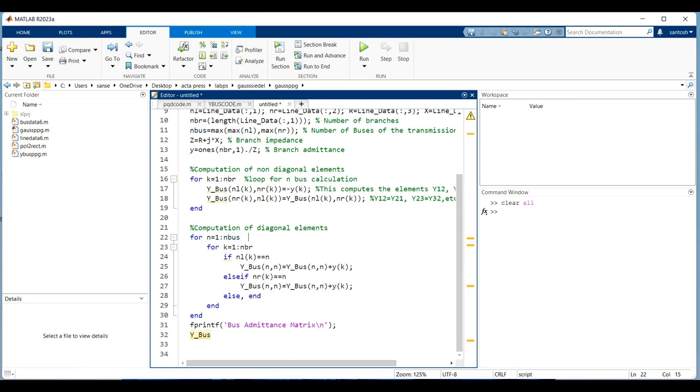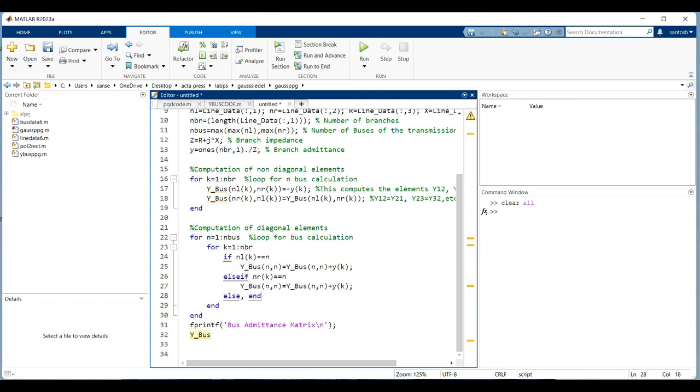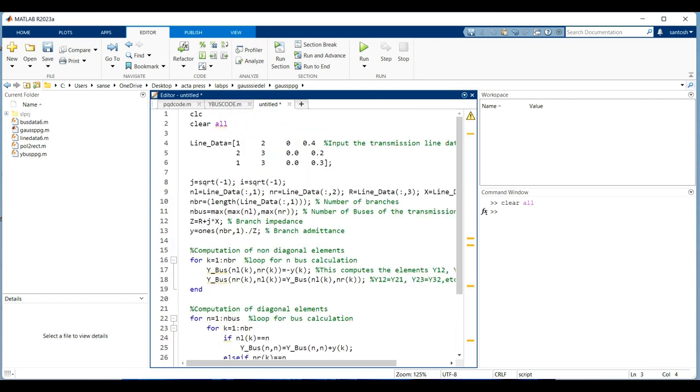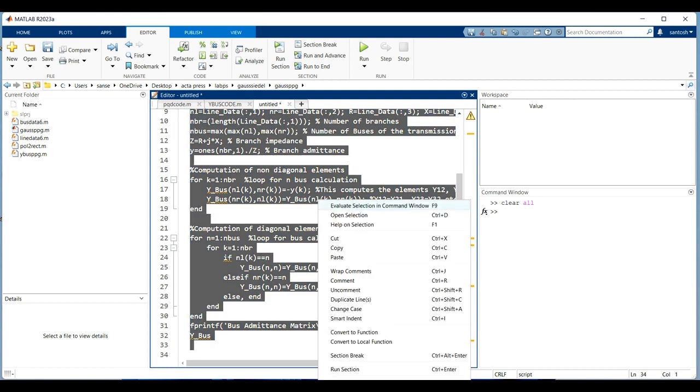Then we have to compute the diagonal elements. Here also we are writing for the n bus calculation. So we have given n is equal to 1 to nbus. We have to give another loop for the k value. So we will add all the branches which are connecting to the bus, and now we will run the code here.